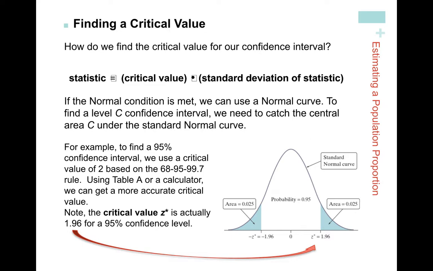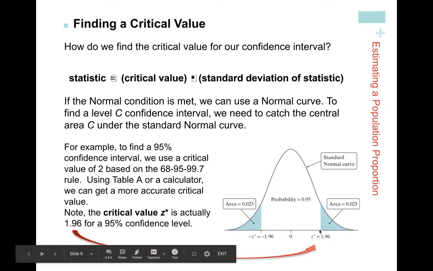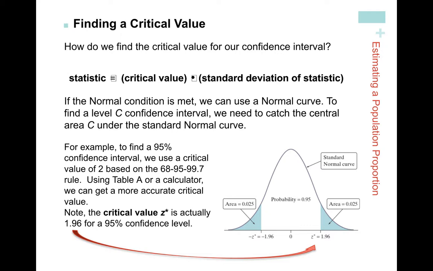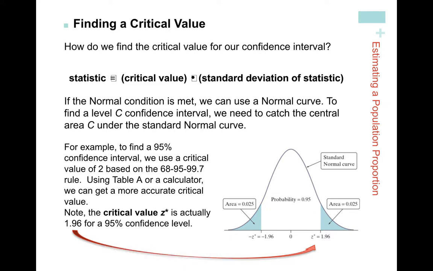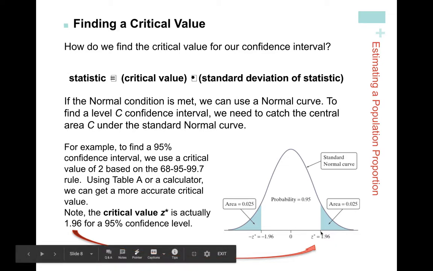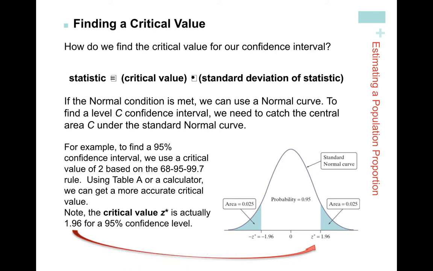If the normal condition is met, we can use a normal curve to find a level C confidence interval. So this is just finding the Z stars, which, if you're not sure how to find, you can go back to my 10.1 lecture. But basically, if we're using a 95% confidence interval, so 95 is our confidence level, in the standard normal we know that this interval captures 95% of the area under the curve. All we need to know is what the positive critical value is that correlates to a 95% interval.